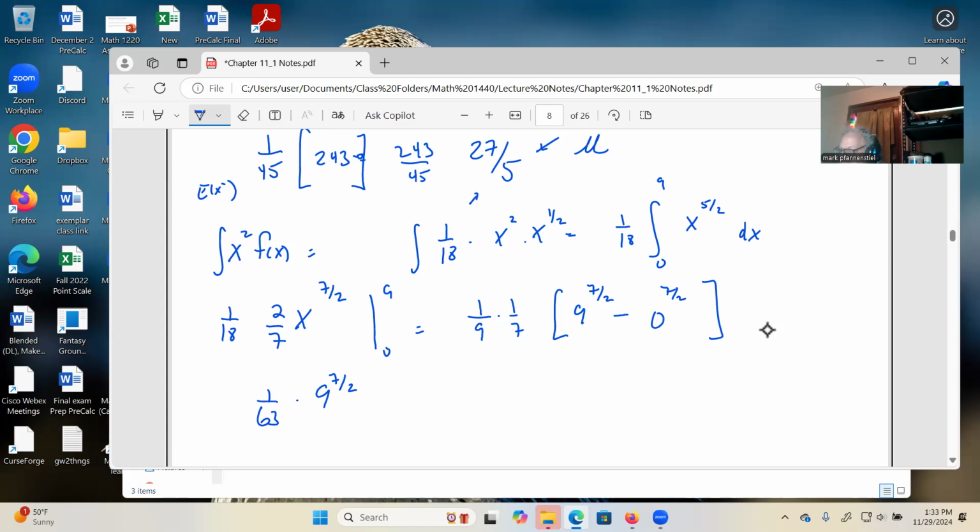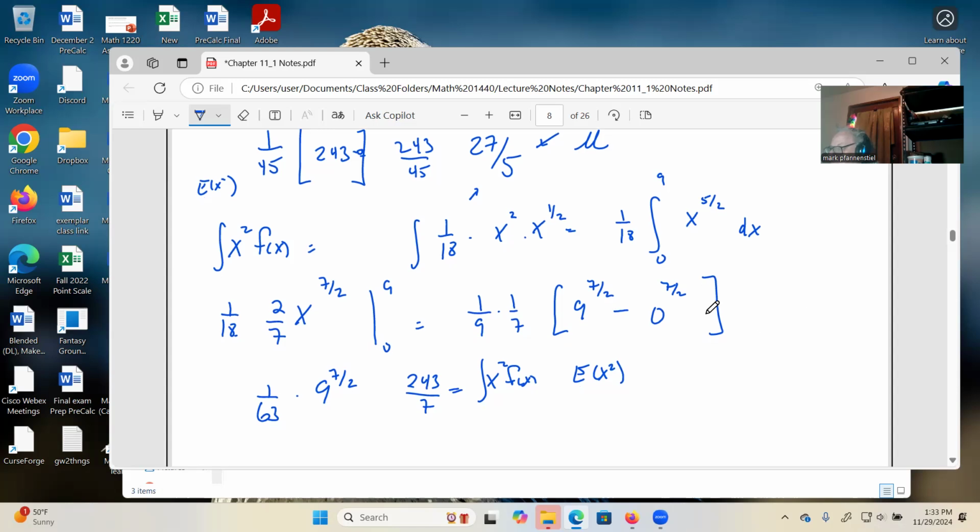This was 243 all divided by 7. The part of the 9 went into this thing to cancel out some of this stuff here. So I put that in my handy dandy calculator. 243 over 7. This is equal to the x squared integral times f of x. This is E of x squared.